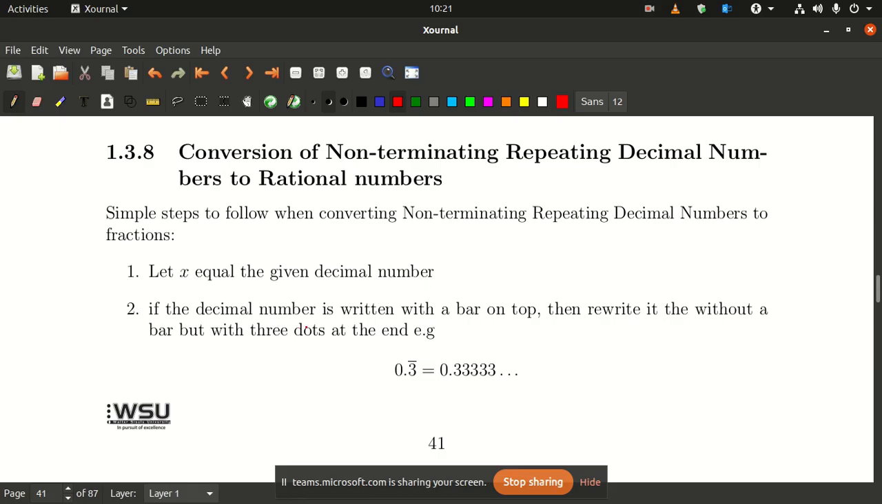If the decimal number is written with a bar on top, then rewrite it without the bar but with 3 dots at the end. This is an example, e.g. this. Please write it down. If the decimal number is written with a bar on top, then rewrite it without a bar but with the 3 dots at the end. This is the second step.